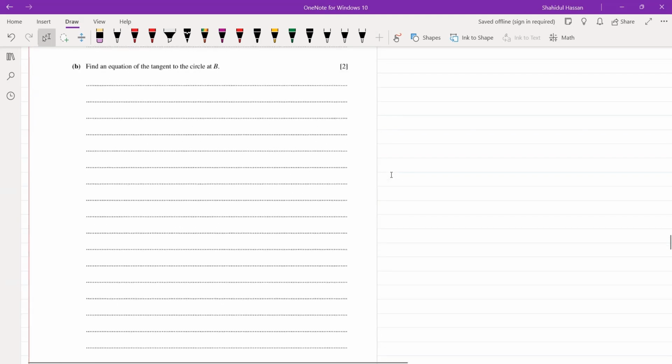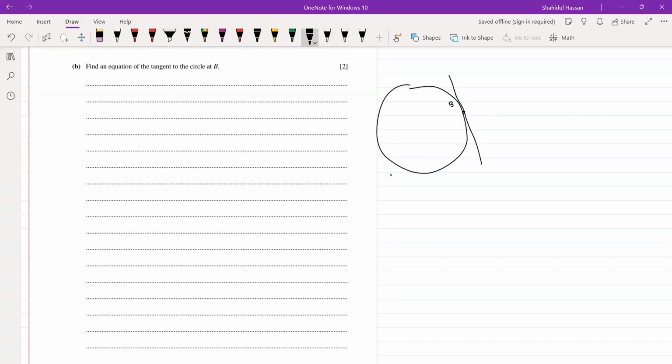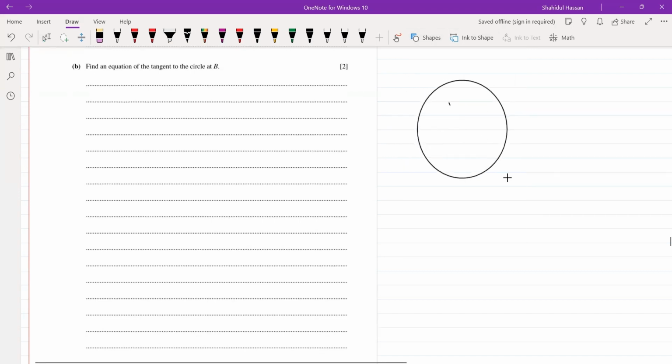I always prefer to draw the circle. So I have my circle here. This is my point B. I'm going to draw a line that is tangent to the circle at point B. My circle is very inaccurate, so I'm going to use some tools to draw it. We have some very handy tools here, and I also need a straight line.